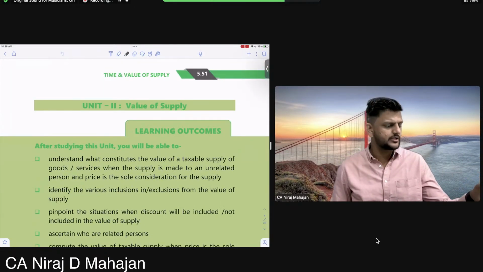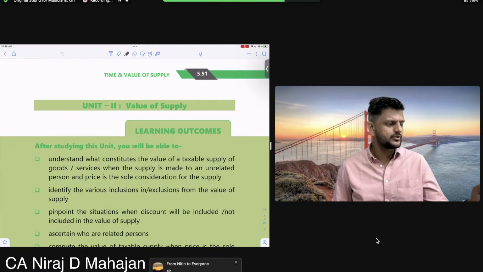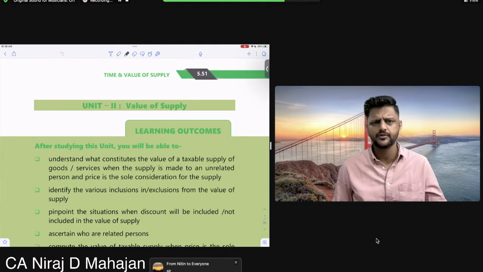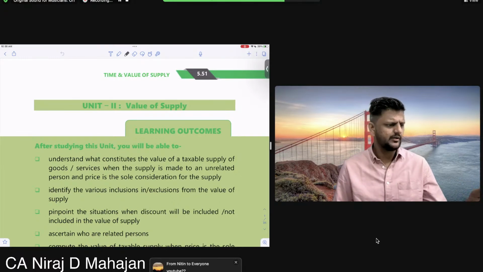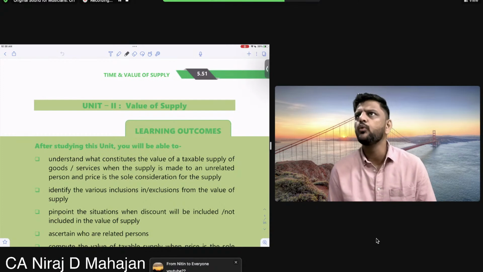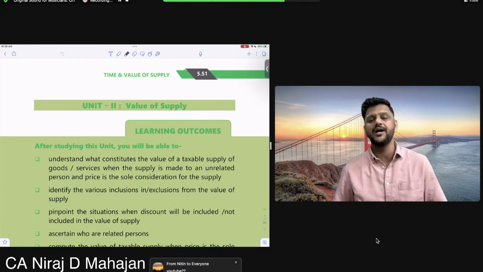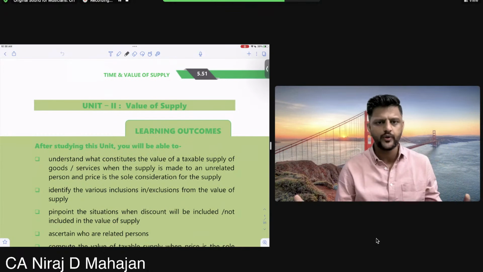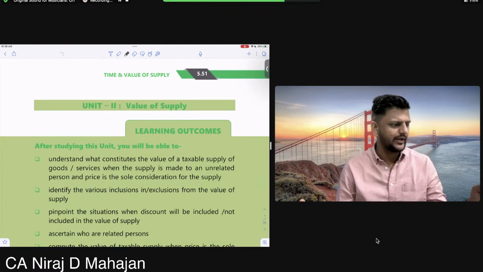Chalo. So we have already just now finished time of supply. So let us also quickly finish now value of supply. Again, a very small chapter comparatively. But the important thing is what it tells you: on what amount we are going to charge tax. That is what your value of supply is. Okay, everybody?